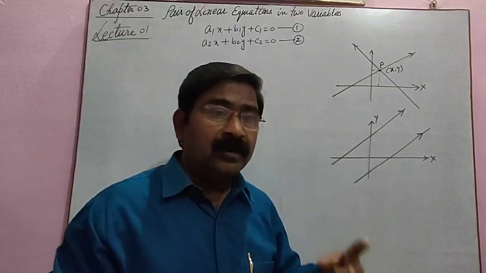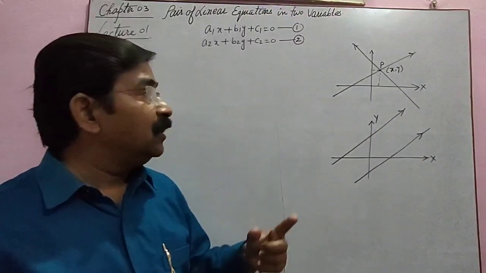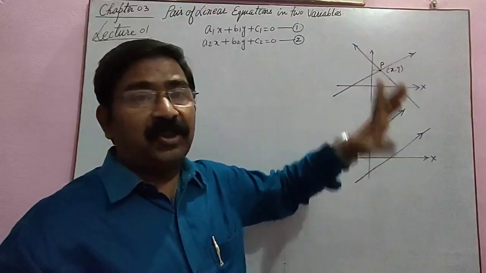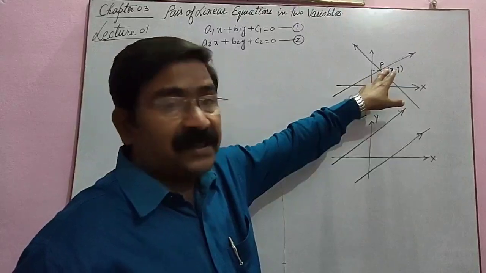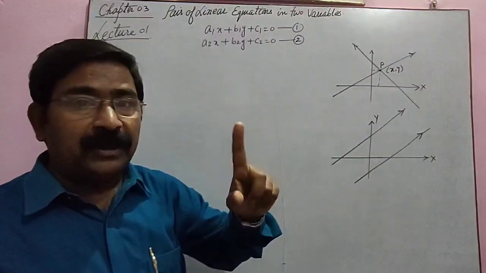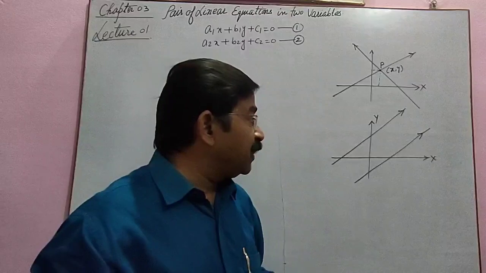I told you the solution of the equations is due to the interaction of the lines. If these lines are interacting in one place, means we have only one solution, that is a unique solution.